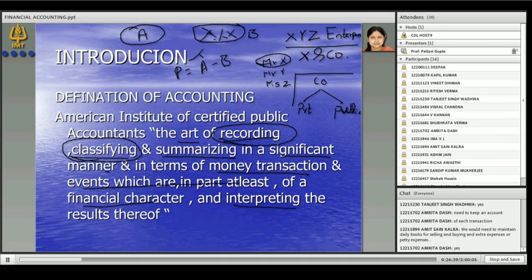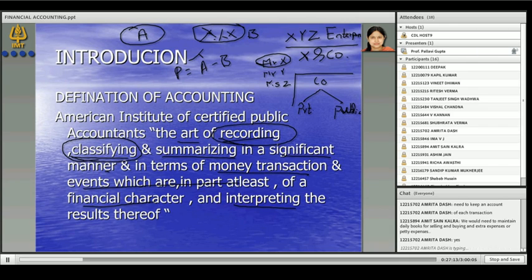And summarizing in a significant manner, and in terms of money transactions and events which are in part at least of a financial character. All this recording, classifying and summarizing can only be done for monetary transactions. If the transaction does not involve money, it cannot be recorded in the books of accounts. So it should be a fully monetary transaction or a partly monetary transaction. In case of a part monetary transaction, we will record only the monetary part.